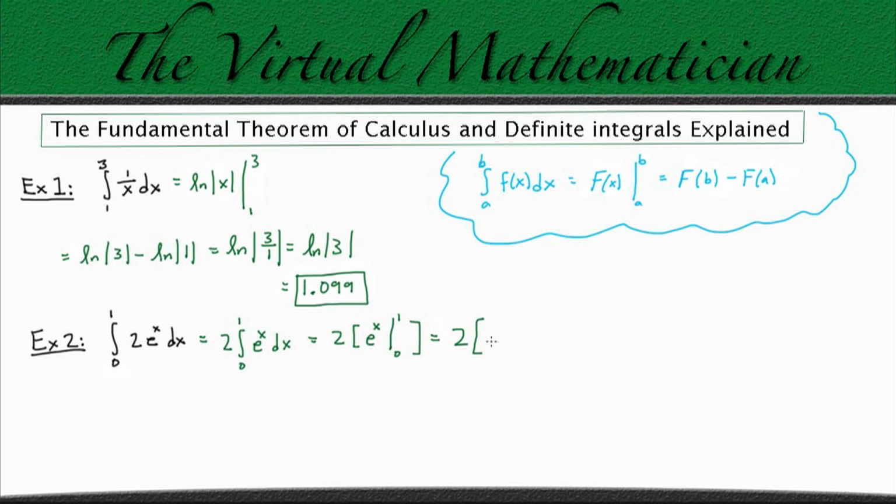So the fundamental theorem says, take your function evaluated at point b, which in this case is 1, so we're going to have e to the 1 minus it evaluated at point a, so e to the 0. And that's it. That's all we have to do. If we take all this and plug it into the calculator, and then multiply it by 2, we'll see that this approximately equals 3.44. And that's it for example number 2.